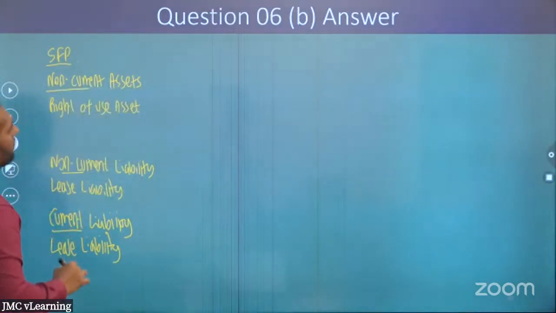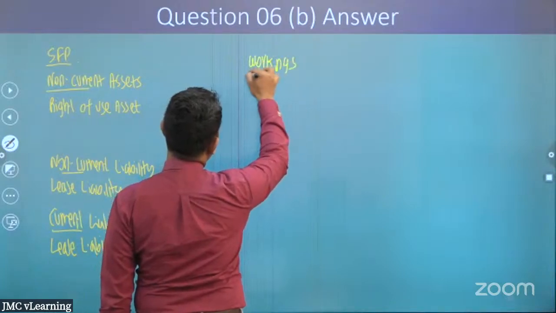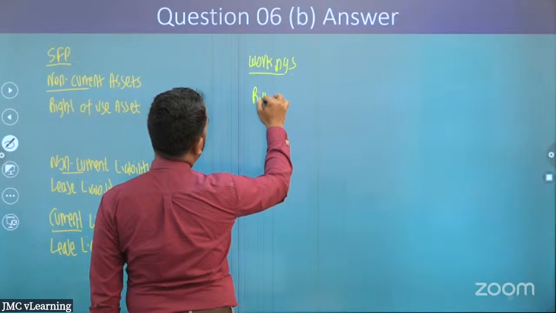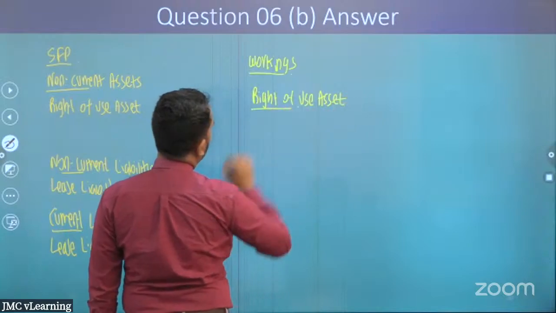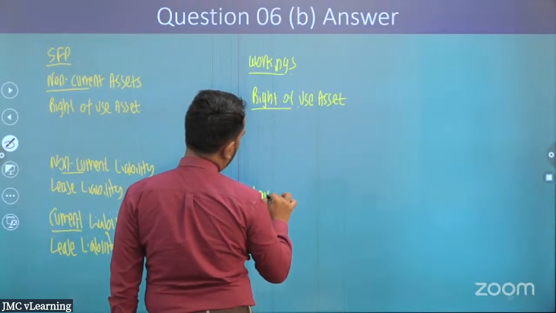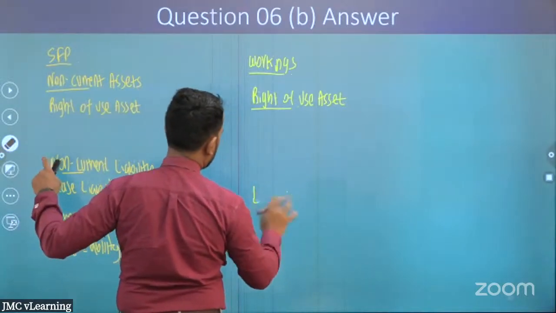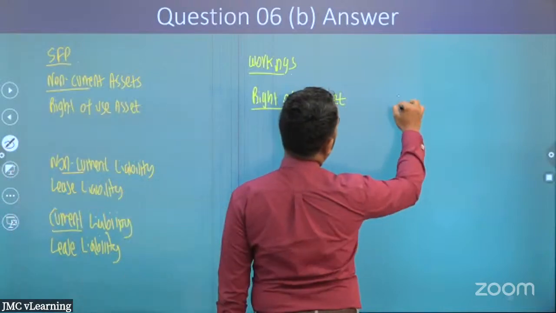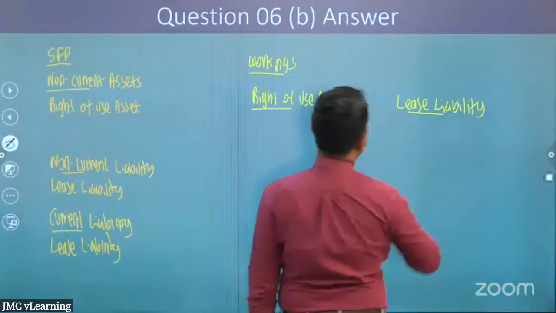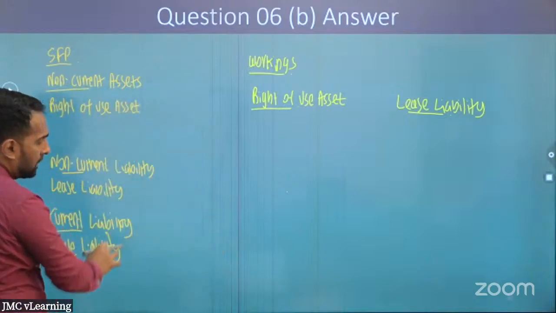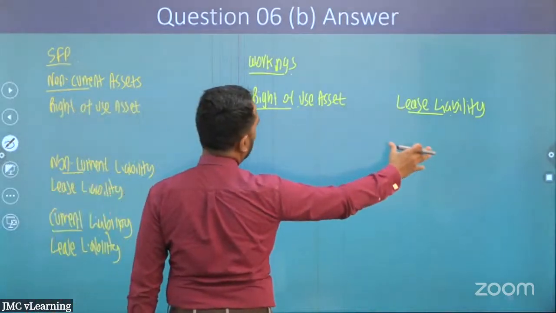And for you to do that, Lamai, yes, you need to do some workings. So you need to do a working for the right of use asset. And you need to do a working for the lease liability. Let me take the lease liability here, then it will be much easier for me. So these are the answers that you are going to find.